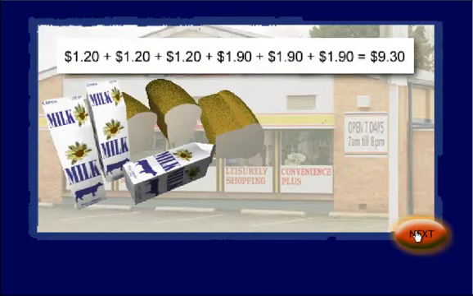Let's look at this calculation written out as a mathematical expression. This involves adding decimals. We have the price of each item written out individually, and then the total calculated. We have added the numbers in order from left to right.